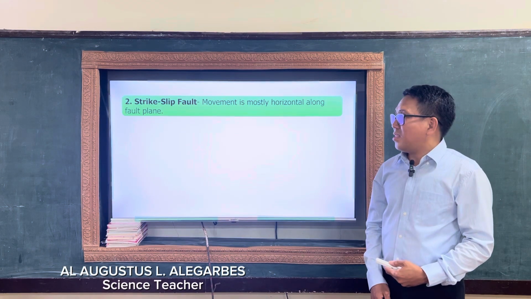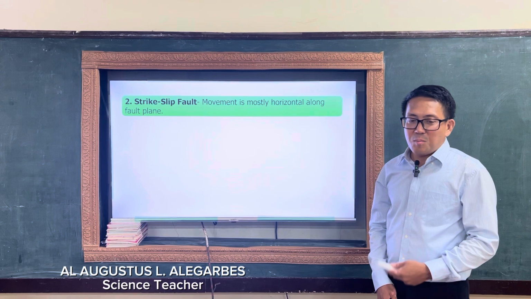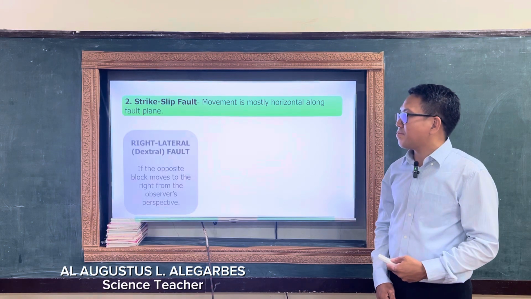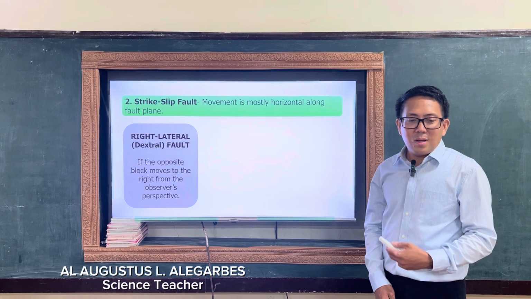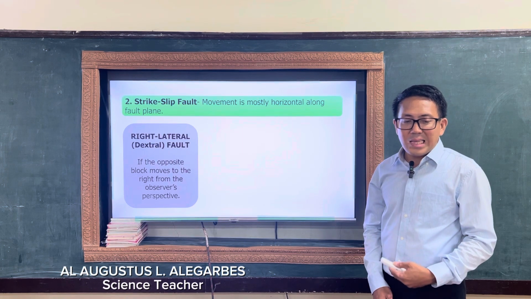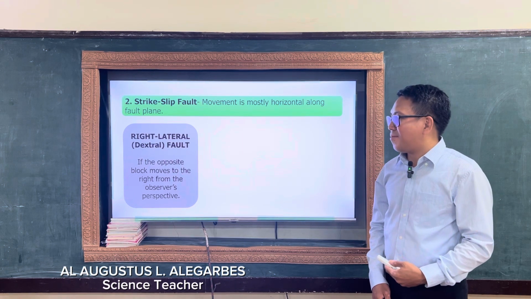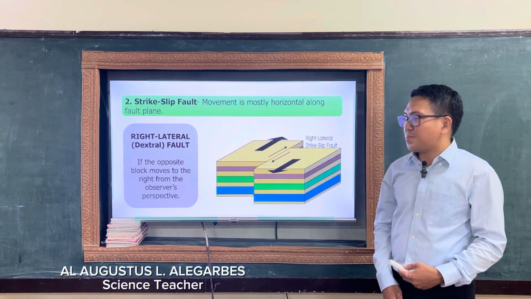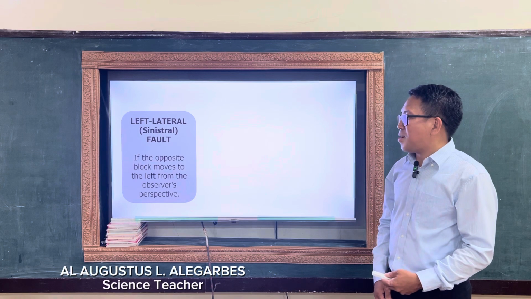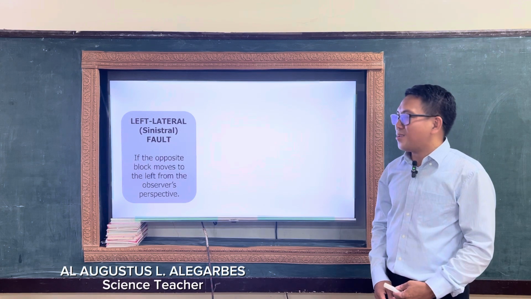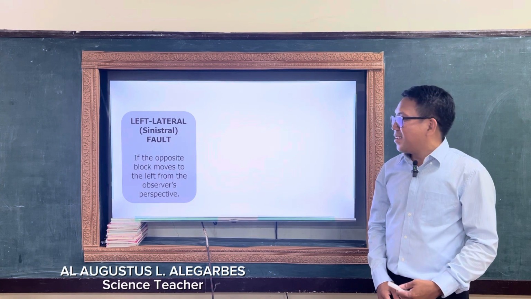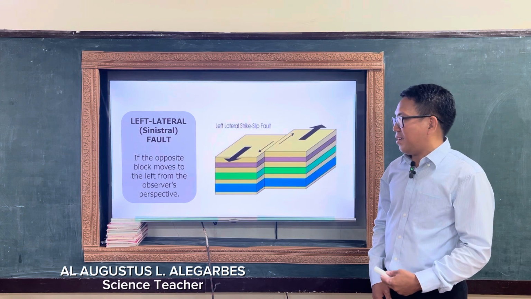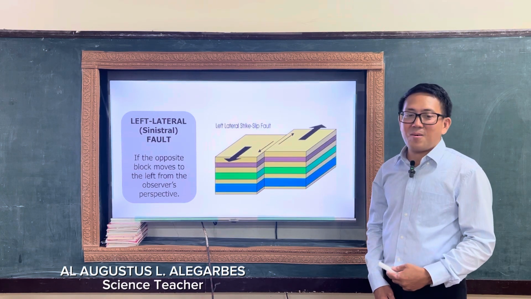Number two is the strike slip fault. The movement is mostly horizontal along the fault plane. The first example of strike slip fault is a right lateral fault or the dextral fault. The opposite block moves to the right from the observer's perspective. The second example is the left lateral fault or the sinistral fault. If the opposite block moves to the left from the observer's perspective, it is called a sinistral fault.